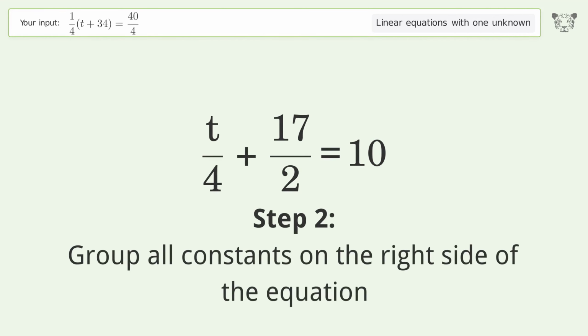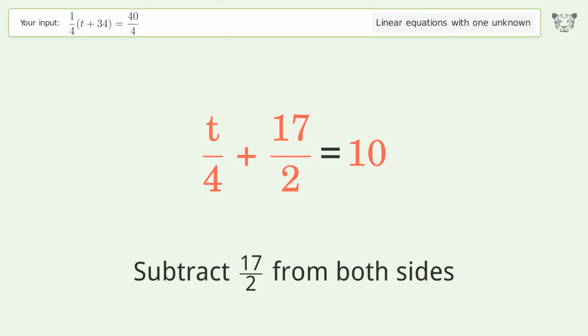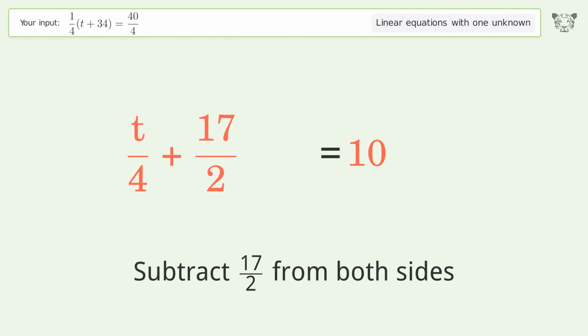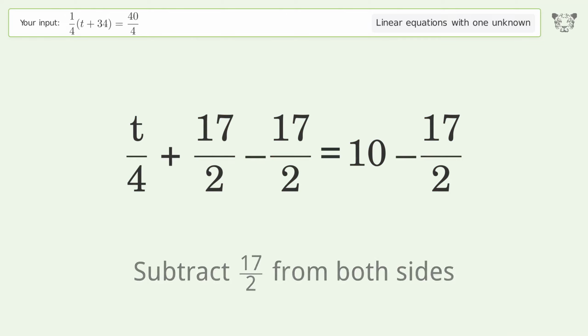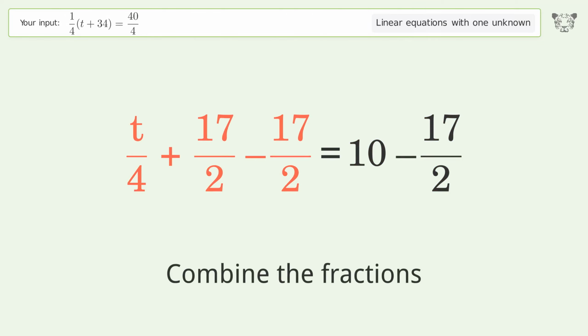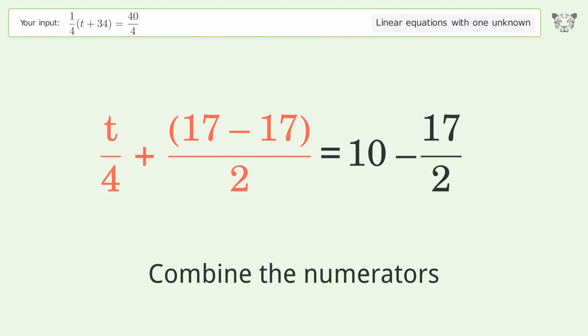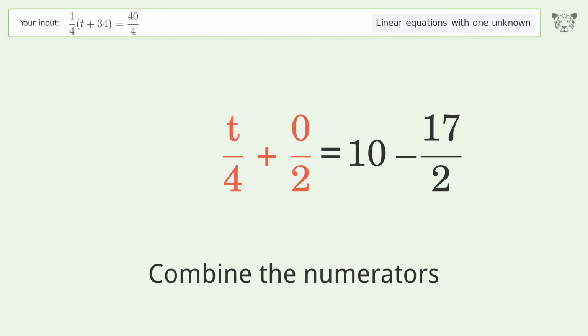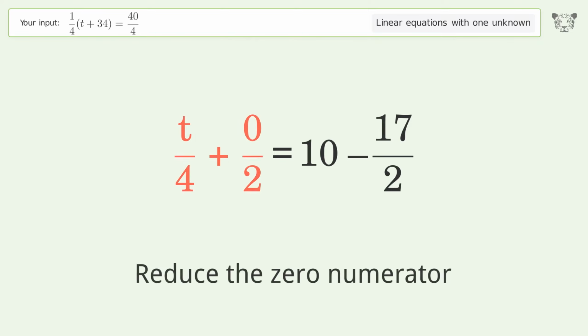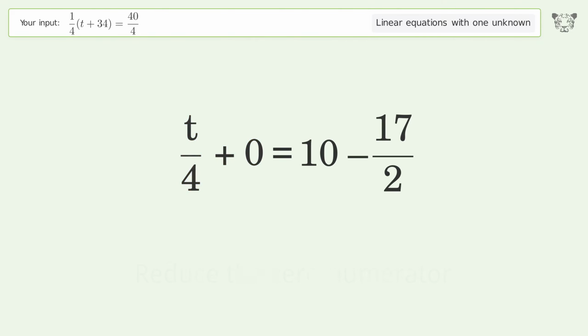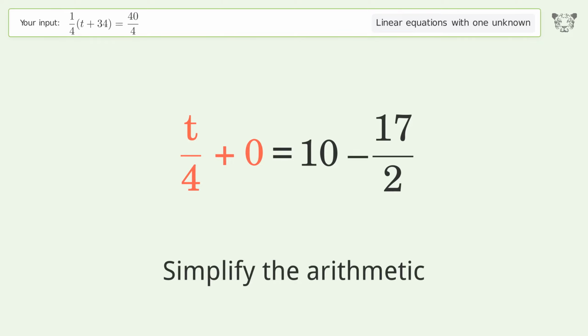Group all constants on the right side of the equation. Subtract 17 over 2 from both sides. Combine the fractions. Combine the numerators. Reduce the zero numerator. Simplify the arithmetic.